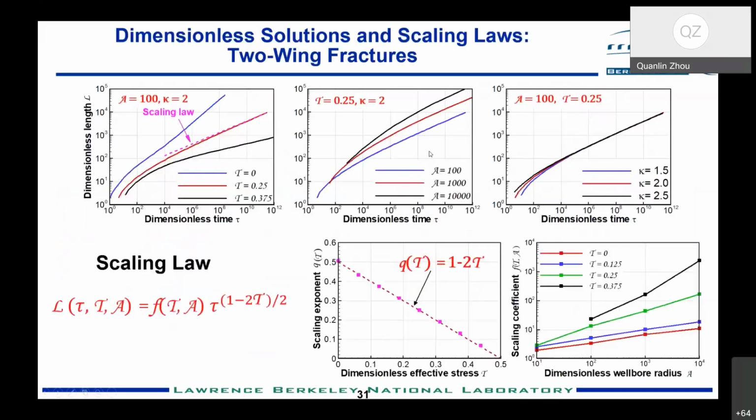So now we have two-wing solutions, same, but different parameters. You can see here, same solution, and we also have a scaling law, but this time the scaling exponent is different. You can see it later. Here you see we get these solutions, and then we fit this data because we know this format. We fit this data and we get this scaling exponent. But here is for the scaling coefficient. It's a function of A and T, you see here.